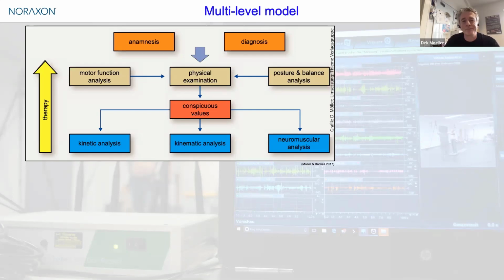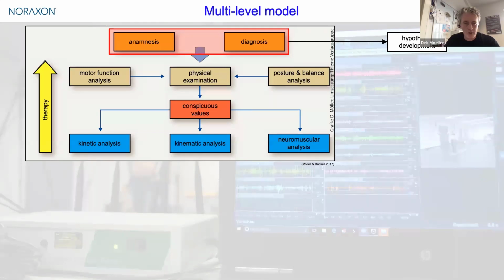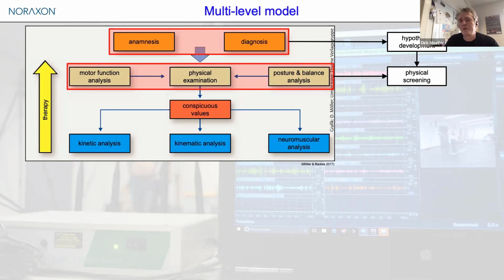You see 4 levels. At the beginning, it's the anamnesis, so the interview with a patient, and maybe I got some other diagnosis from the physician or from other healthcare professionals. And based on this information, before I start with my physical examination, I develop a hypothesis. I think based on this information, the patient has these problems. Based on my hypothesis, I start my physical screening.